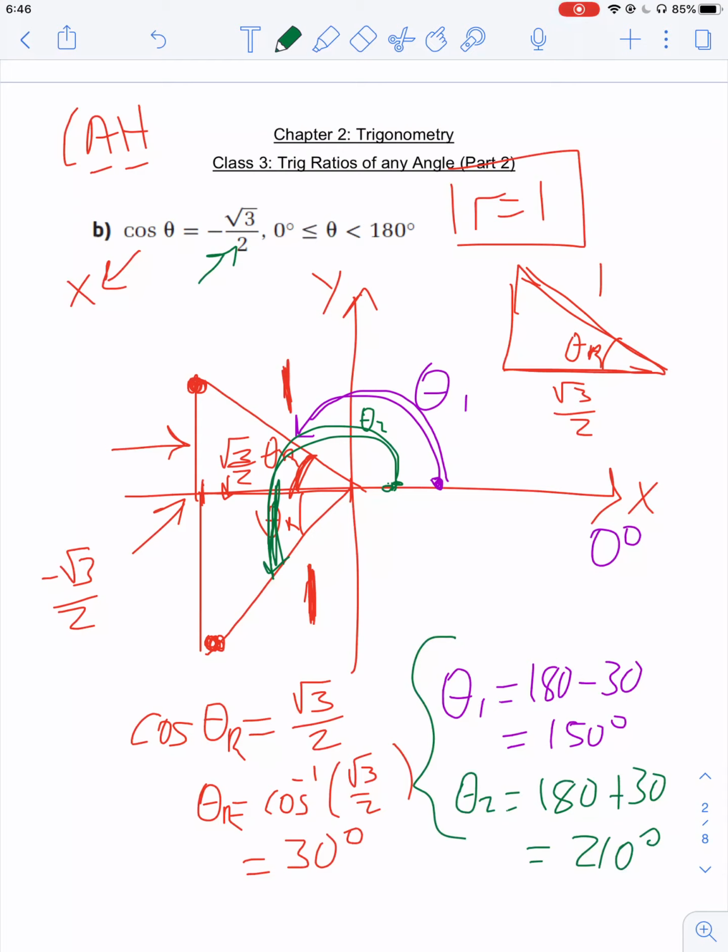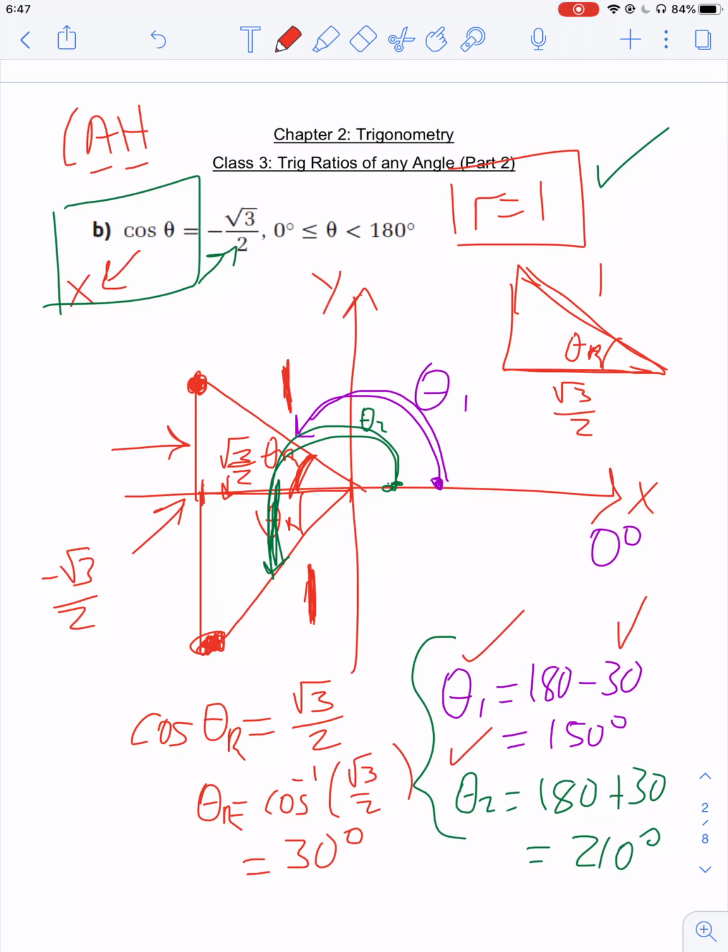Okay, and the best way of doing this question is, again, to treat your cos value as your x coordinate, right? Make sure your radius is 1. Draw this out, so you're gonna have 2 points, right? Both of these 2 points have an x value of negative square root of 3 over 2, right? And then draw the triangles, find the reference angle, and then you're gonna use the reference angle to figure out what theta 1 and theta 2 are, okay?